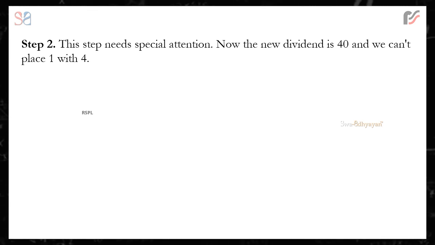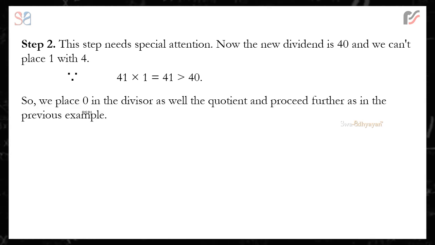Now the new dividend is 40 and we can't place 1 with 4 because 41 into 1 is equal to 41, which is greater than 40. So we place 0 in the divisor as well as the quotient and proceed further as in the previous example. So the square root of 44,01,604 is equal to 2098.